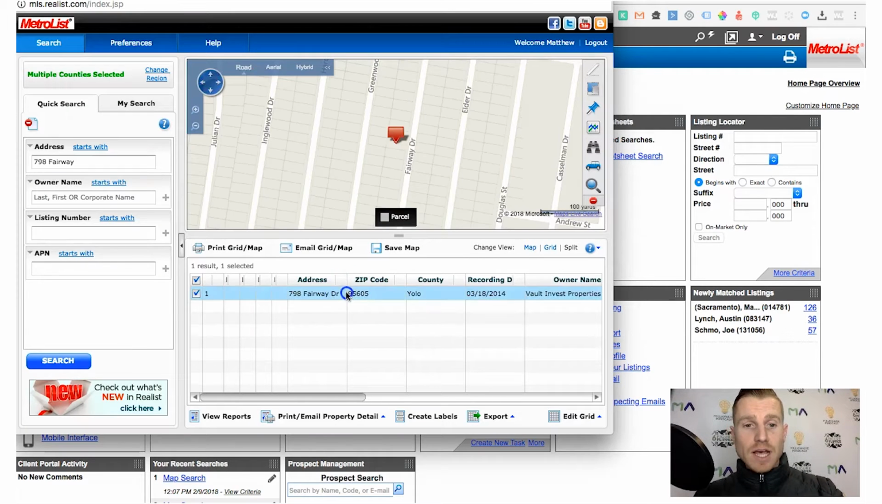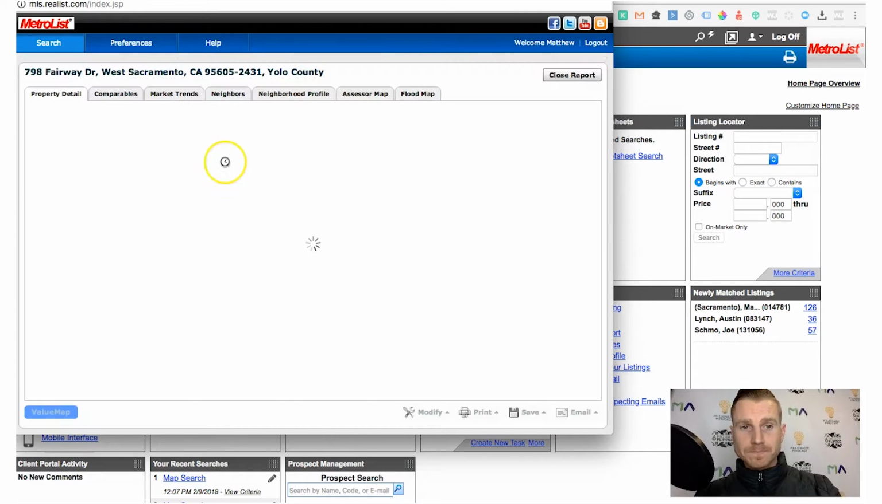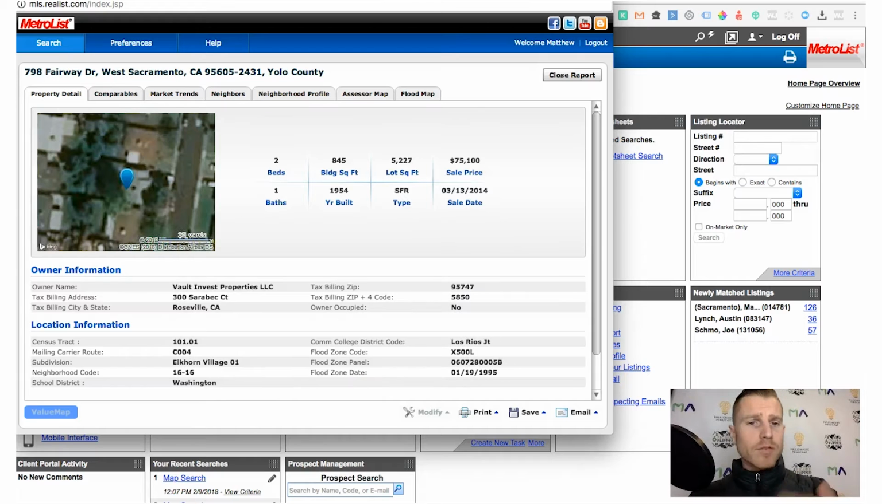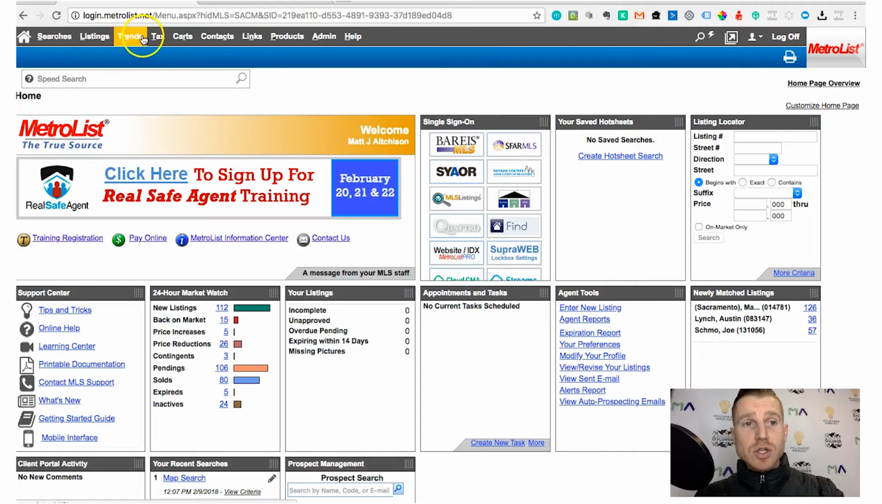So when it pulls up this information, we can see here, after cross-referencing it on Property Radar, one of the other sites, it's a 2-bedroom, 1-bath, 845 square feet. It shows when I bought it, for how much, all that good stuff. So let's jump back into the MLS now.